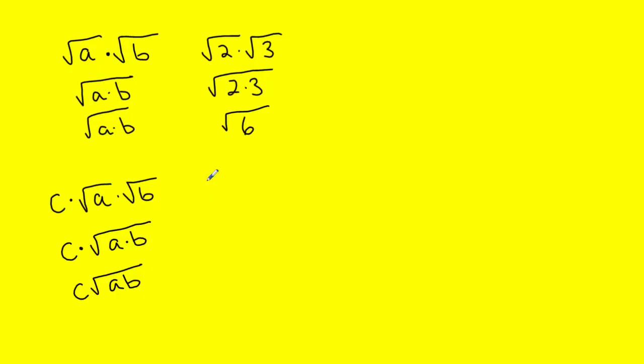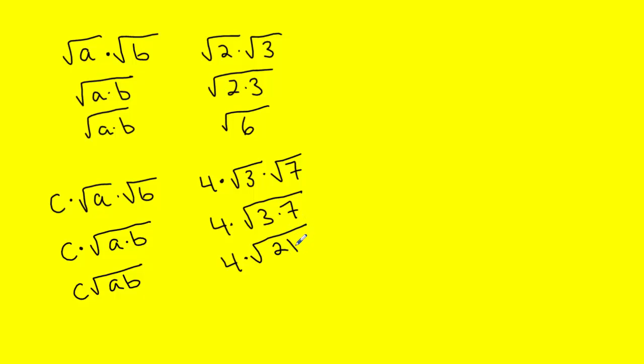So for a more specific example, let's say I had a number like 4 times the square root of 3 times the square root of 7. So 4, you can see here, represents the value for C. My A is represented by 3, and the other number B is represented by 7. So I would take my 4 and multiply it with these two. Since we're multiplying them and they're in the square roots, I can combine them together under the same square root, those products. And then we get 4 times the square root of 21.